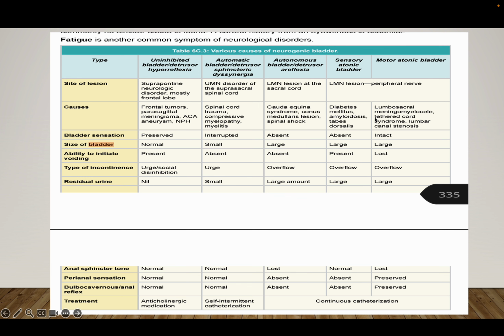This is also an LMN bladder, but with more of a sensory component. Diabetes mellitus, amyloidosis, and tabes dorsalis are the more common causes, where predominantly the sensory fibers of bladder sensation are involved. They don't feel any bladder sensations, and unless you feel bladder sensation, you can't initiate a reflex pathway.